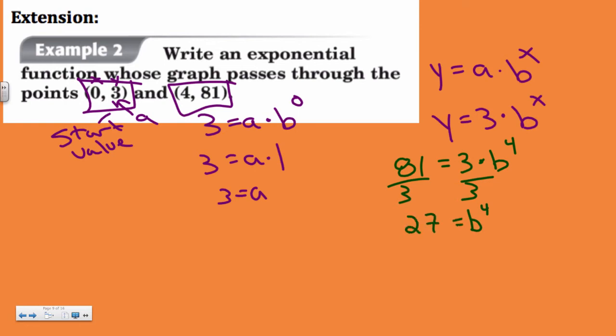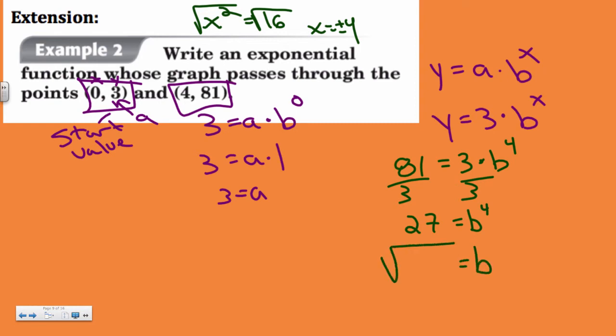To find b, when it's b to the fourth, what I have to do is think about x squared equals 16. Well, in this case, I would take the square root, and I would get x equals plus or minus 4. For this one, it's being raised to the fourth power. So what I'm going to do is take the fourth root of 27. To get to the fourth root, it's one number times itself 4 times equals 27.